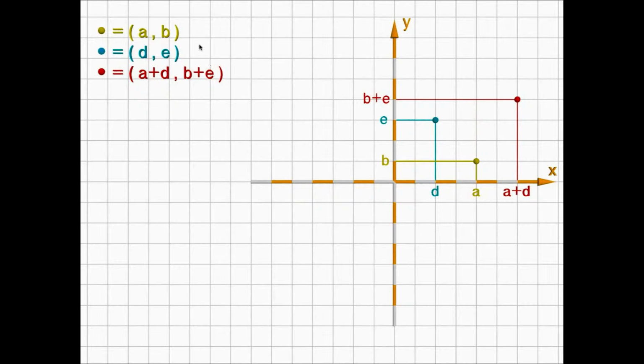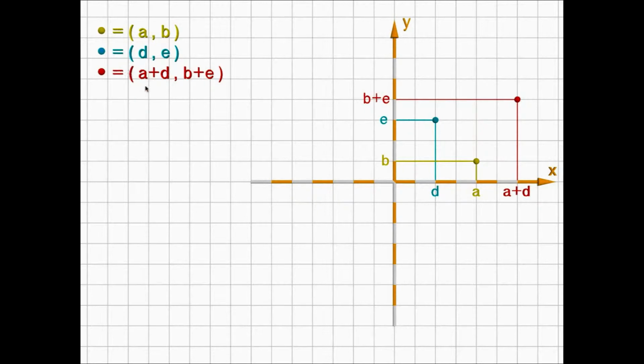Therefore, it makes sense to wonder what happens when we start from the point associated to the vector AB, and the point associated to the vector DE, which are being denoted with the yellow dot and cyan dot respectively. What happens when we sum them up in the vector space and we associate the geometrical point to the sum?